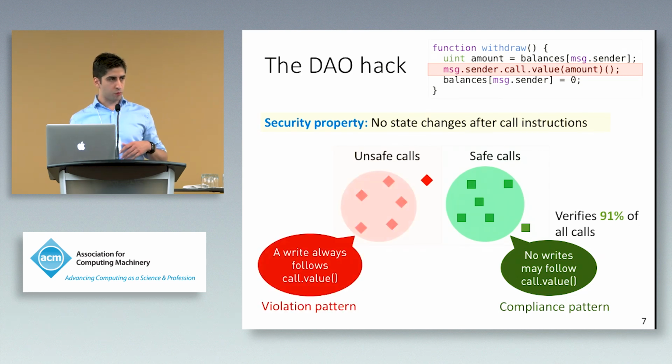And conversely, you can also come up with violation patterns that can match instructions that are guaranteed to be violating this security property. So for instance, if you have a call and this call is always followed by a write to storage, then you know for sure that if this call executes, it would violate the security property.